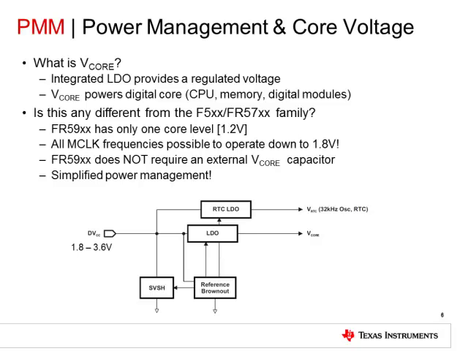The FR59XX has an internal core voltage, and the device can be operated at the highest clock frequency of 16 MHz down to the supply rail of 1.8 volts. Hence, the frequency of operation is independent of the supply rail.